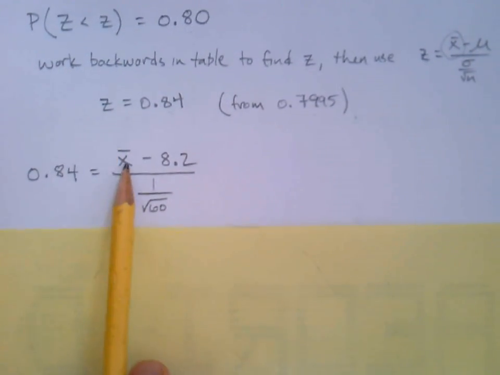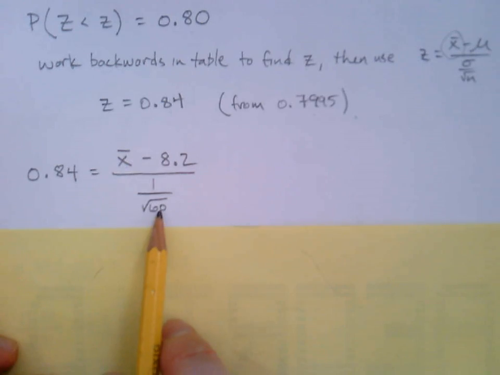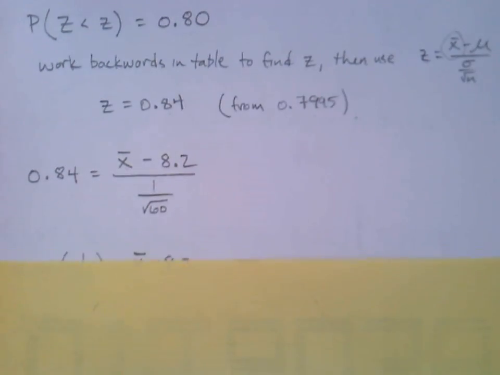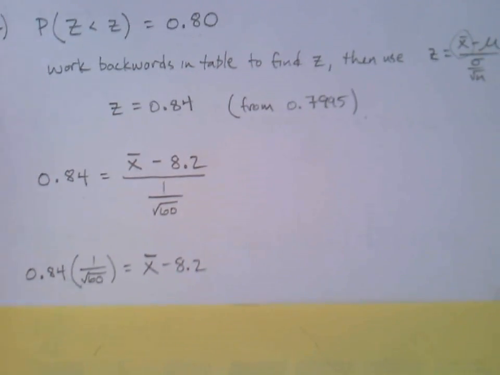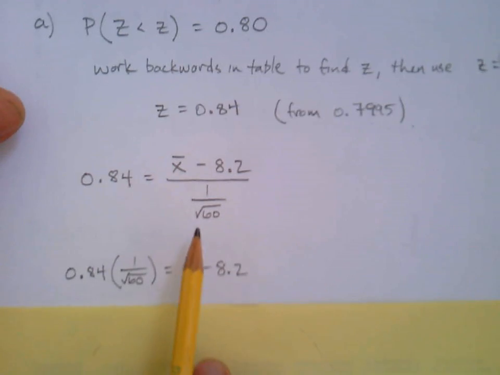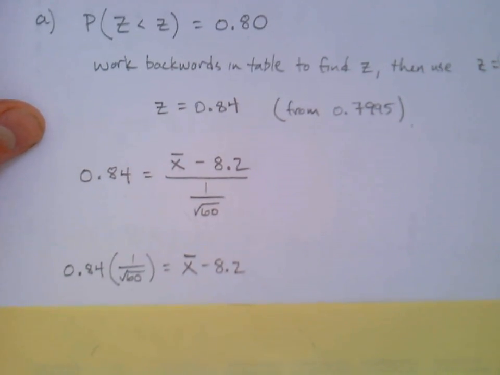And we'll solve this for x bar. All right, so I recommend, this square root is not very pretty. I recommend just taking that whole thing and multiplying it over this way. Something like that. So that entire denominator gets over there. Then all we've got to do is add the 8.2.